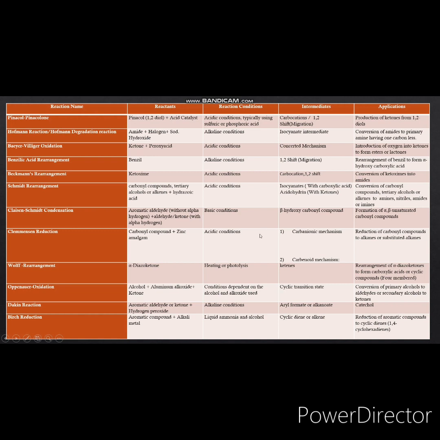So this is the one-page summary of all those reactions. And with this, you can read all these reactions. You can find the differences. You will find the similarities, and you will retain the information.